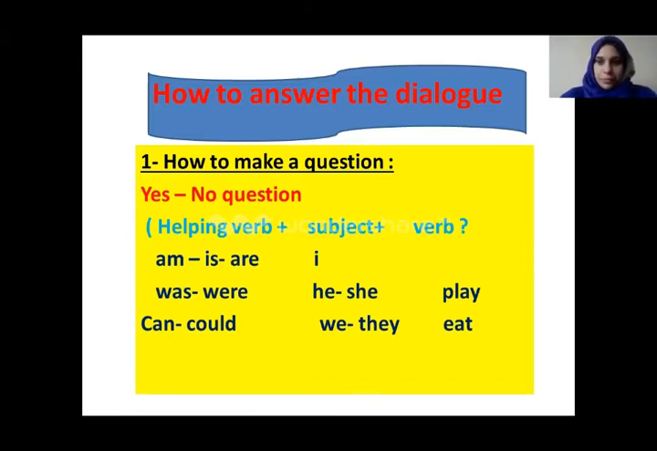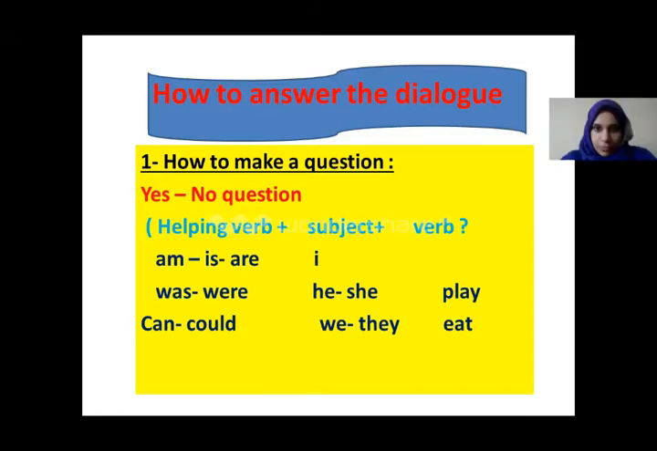Number two, in the dialogue, you will have to answer two questions or one question, and you have to make a question for an answer. So you will make a question and you will make an answer. First of all, how can you make a question for an answer? If you got an answer, how can you make a question?